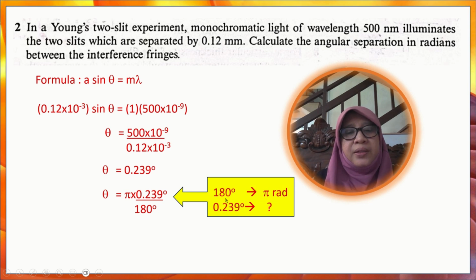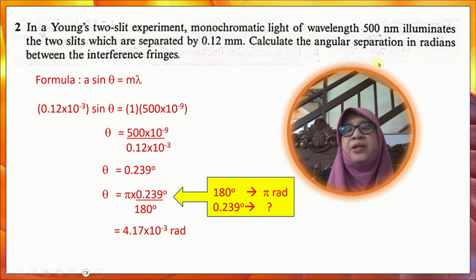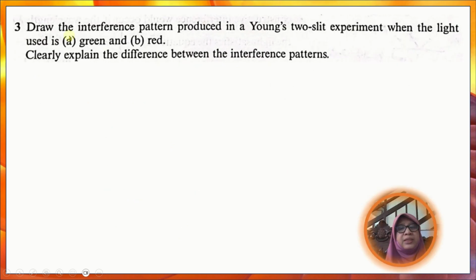180 degrees is pi radian. For 0.239 degrees, how many radian? We use the ratio, and the answer is 4.17 times 10 to the power of negative 3 radian. So that's the answer, the angular separation in radians. Now we go to question 3.